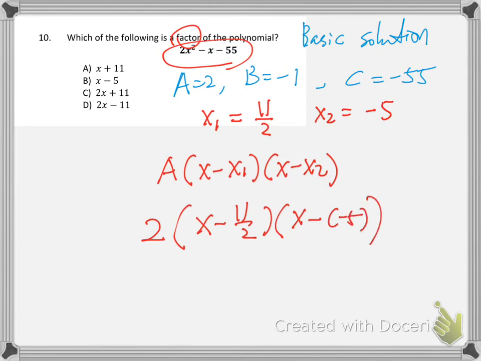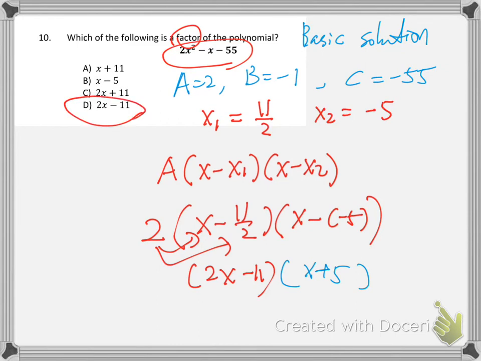So what are the two factors? This one, minus minus, you get x plus 5. And the first one, distribute 2 to cancel the denominator, we get 2x minus 11. One of them is the solution. So you check the first one, 2x minus 11, the right one. So D is the answer. And you check the blue one is not in ABCD. So the answer is D.